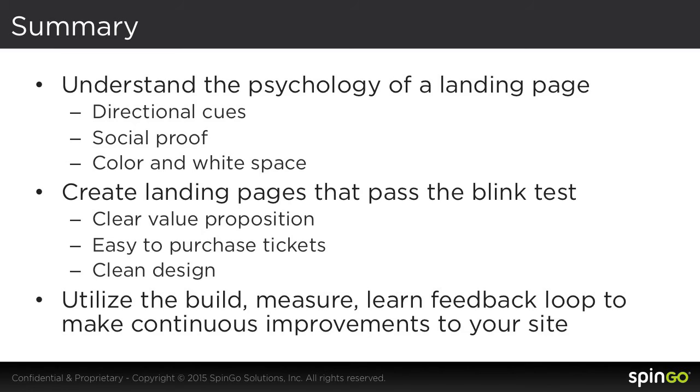In summary, we talked about 3 different things. We talked about understanding the psychology of a landing page, using directional cues, using social proof, using color and white space. Create landing pages that pass the blink test, get a clear value proposition, make it easy to purchase tickets, get a clean design, and then utilize that build, measure, learn feedback loop to make continuous improvements.